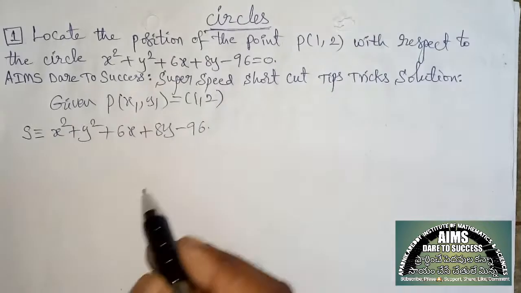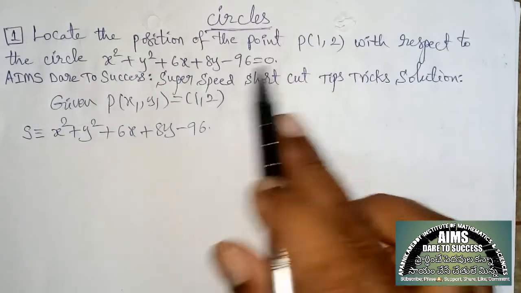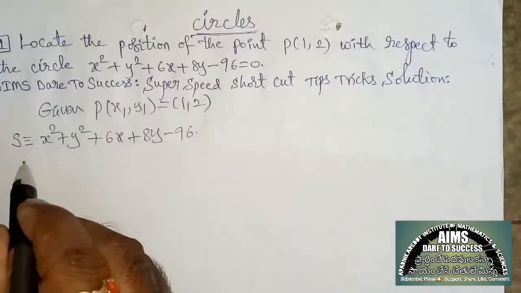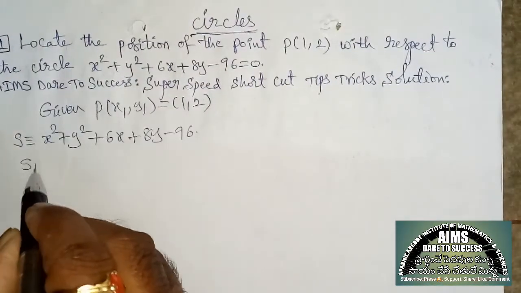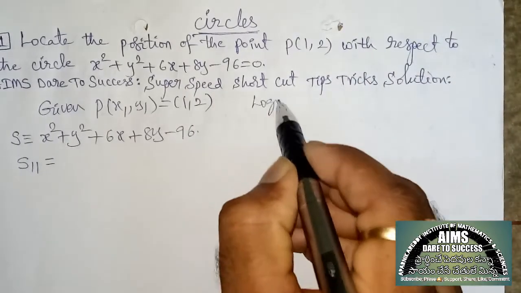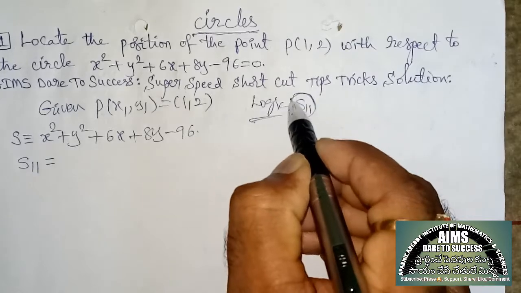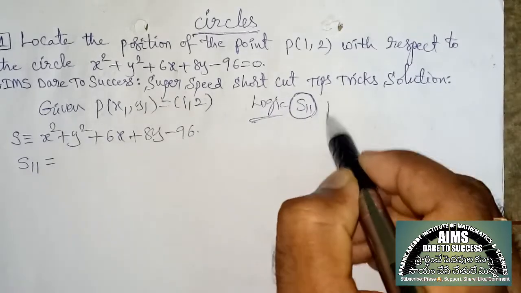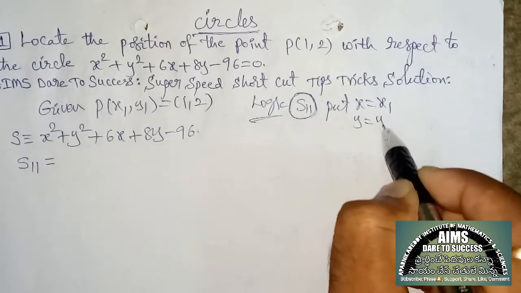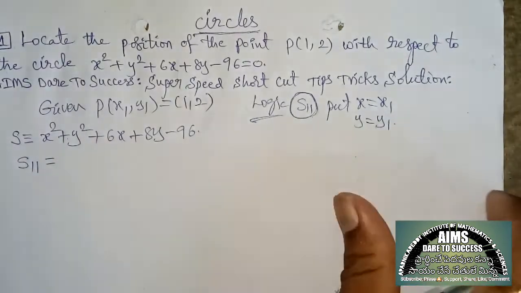Next, to locate the position of the point with respect to the circle, we want to find S11. S11 shortcut, I want to tell you the logic. Wherever you want to find S11, our logic is put x is equal to x1 and y is equal to y1. This is our super shortcut.